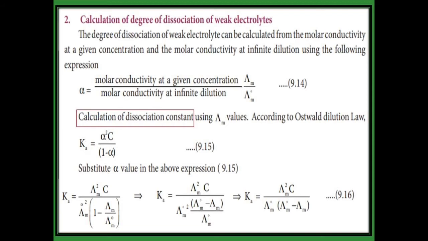From the degree of dissociation as well as the molar conductance value we can calculate the dissociation constant value also. According to the dilution law, the formula for the dissociation constant is Ka equal to alpha squared C divided by 1 minus alpha. We have already studied this equation in Ostwald dilution law. Then substitute the alpha value in this equation. We get the Ka value at last equal to uppercase lambda m squared C divided by uppercase lambda naught into uppercase lambda naught minus uppercase lambda m.